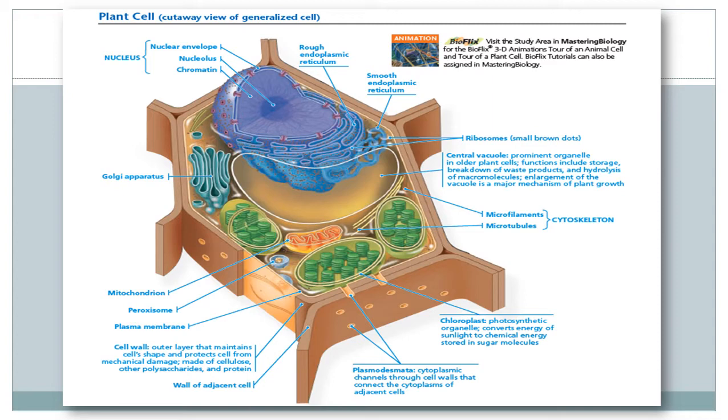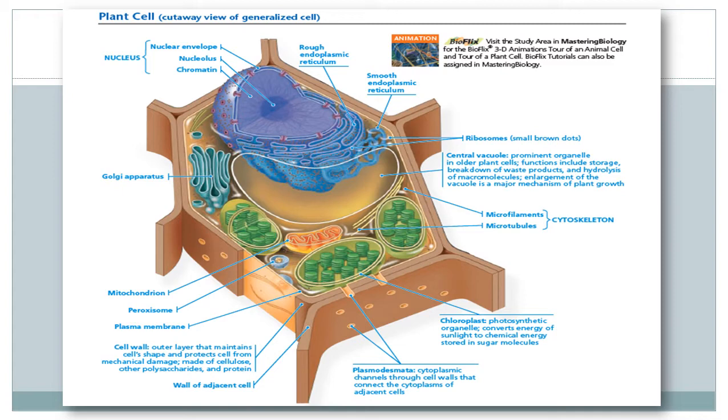You get the cell wall, the outer layer that maintains the cell shape and protects the cell from mechanical damage. So in animal cell you didn't get the cell wall. So you have a cell wall which gives protection, and it's made up of cellulose and other polysaccharides and protein. And you can see the wall of the adjacent cell also, which has been cut off here.